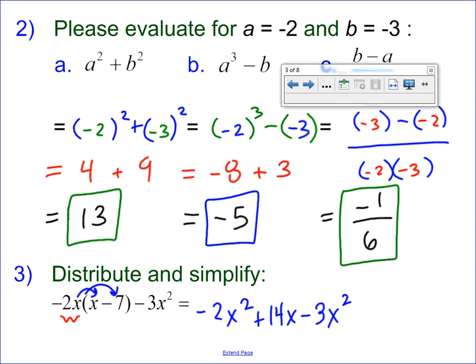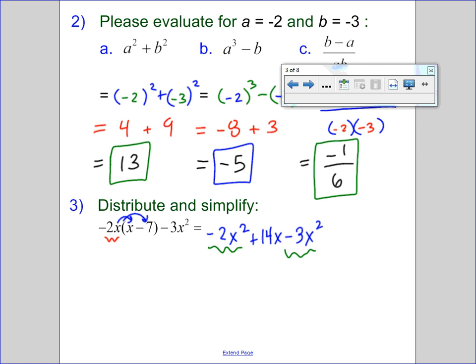I know that I can combine x squared terms with other x squared terms through addition or subtraction, though I cannot combine x squared terms with x terms through addition or subtraction. So we can go ahead and pick out one pair, -2x squared, -3x squared. Those are like terms. We can combine those through addition or subtraction. And so we combine those and get -5x squared plus 14x. And we could write that in either order.